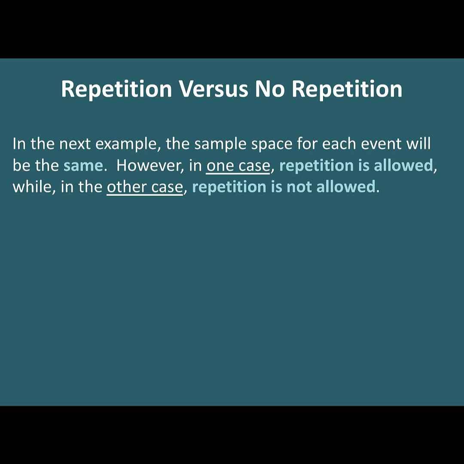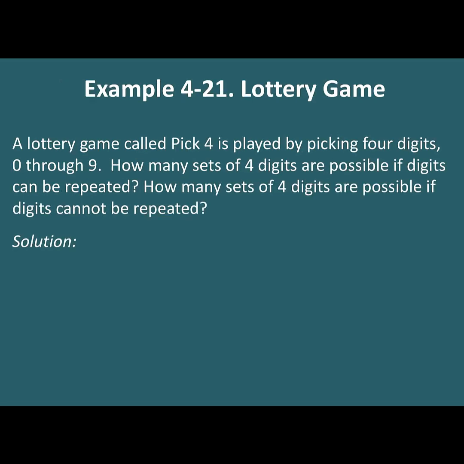In the next example, the sample space for each event will be the same. However, in one case, repetition is allowed, while in the other case, repetition is not allowed. A lottery game called Pick 4 is played by picking 4 digits, 0 through 9. How many sets of 4 digits are possible if digits can be repeated? How many sets of 4 digits are possible if digits cannot be repeated?